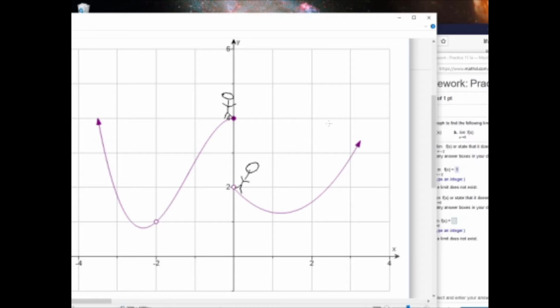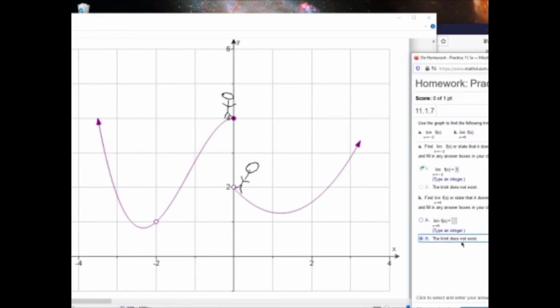The person on the left is sitting at an output of 4, while the person on the right is sitting at an output of 2. So these left and right limits don't equal, and so there's no two-sided limit. So there's no two-sided limit at x equals 0. And so for part B, we'll choose option B. The limit does not exist.